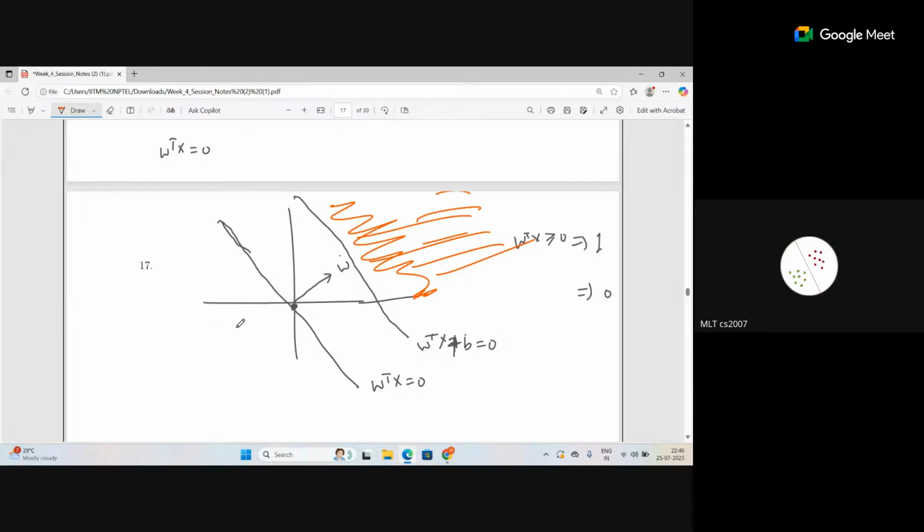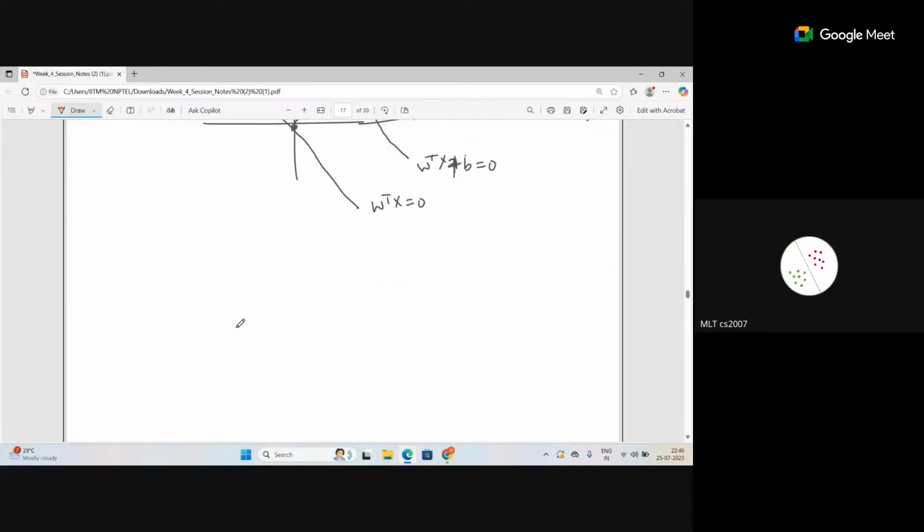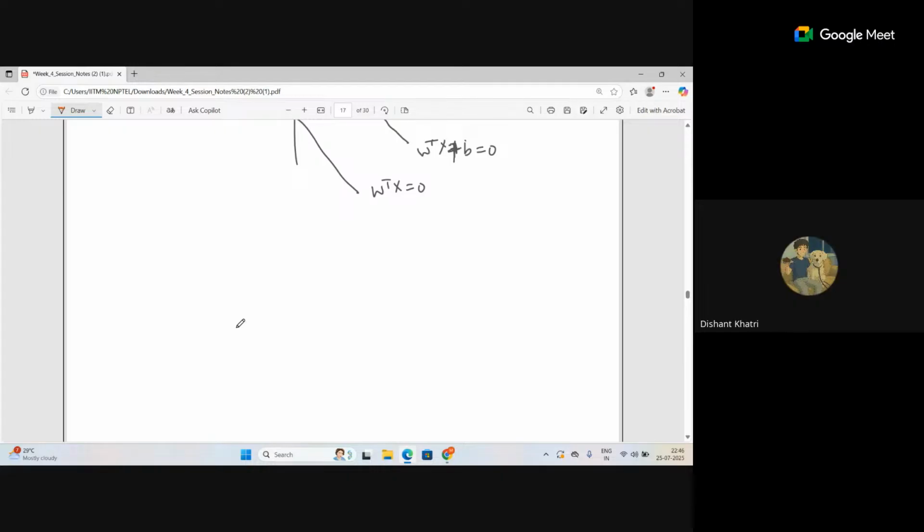So what we are trying to say is that the decision boundary for the naive Bayes is linear. So the conclusion from the discussion is that the decision boundary for naive Bayes is linear.